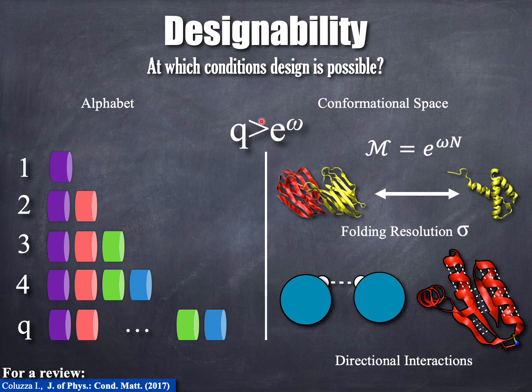So in order to understand what this e to the power omega means, we first have to introduce a length scale in the system. And the natural parameter that we introduced recently to measure exactly this quantity is the folding resolution. In other words, it is the minimum structural distance by which you consider two structures to be different. So if you are below this folding resolution sigma, two structures are identical. If you are above, these two structures are different.